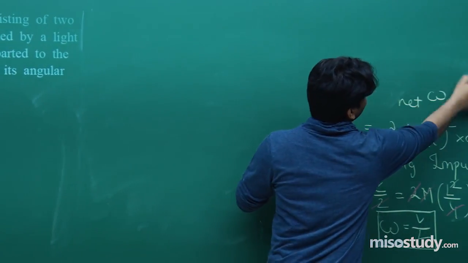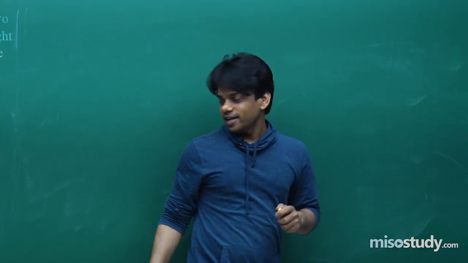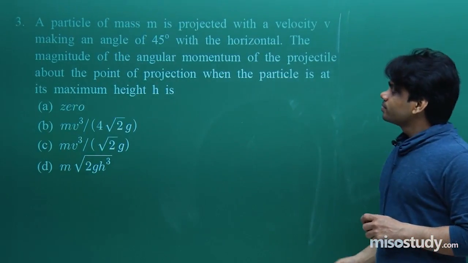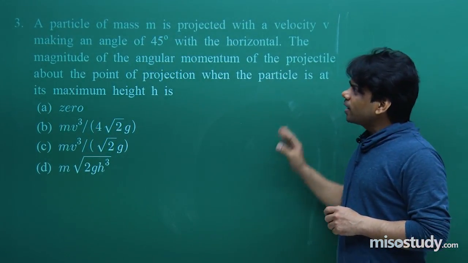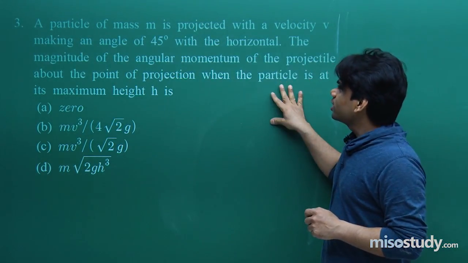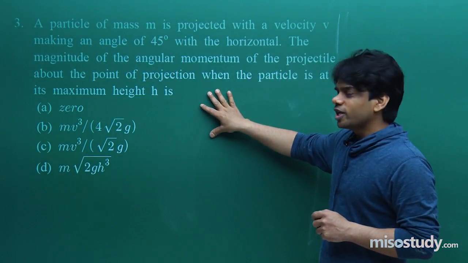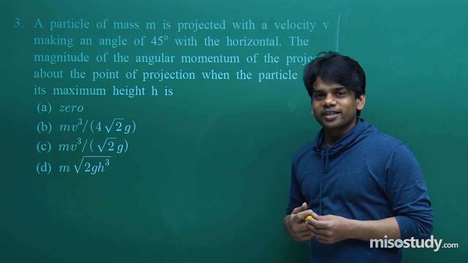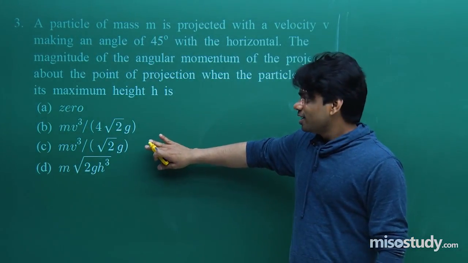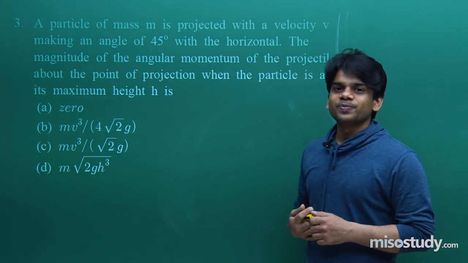So I believe that now you will be mentally preparing yourself for what kind of questions come in your JEE examination. Let's go ahead with the next question of the day. Question number 3. A particle of mass m is projected with a velocity v making an angle of 45 degrees with the horizontal. The magnitude of the angular momentum of the projectile about the point of projection when the particle is at its maximum height h is: a) 0, b) mv^3 upon 4 root 2 g, c) mv^3 upon root 2 g, and d) m root 2 g h^3.